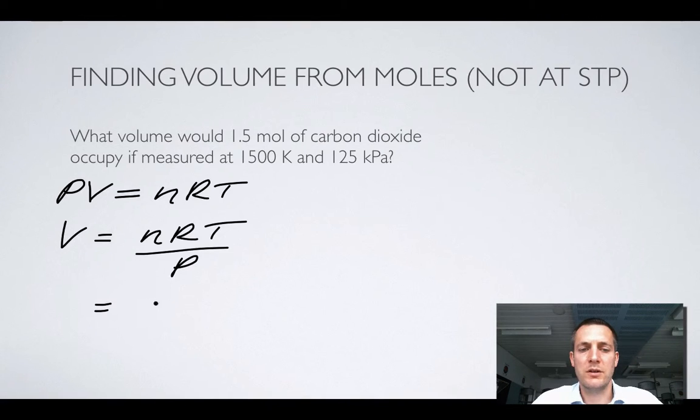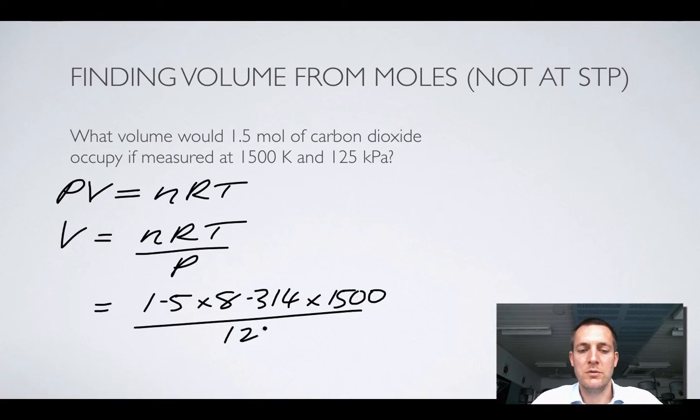You might be thinking, well, I don't know what R is, but it's on our data sheet. Remember, it's the gas constant, so that's 8.314, and then multiplied by 1500 for the Kelvin temperature, and then divided by 125. And once again, plug those numbers into your calculator, and you get 150 litres to 3 significant figures.